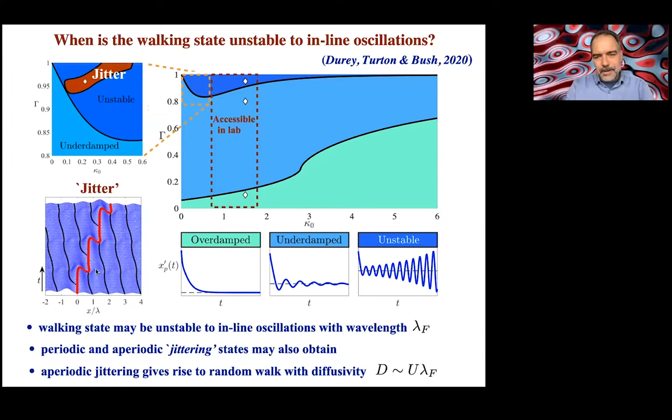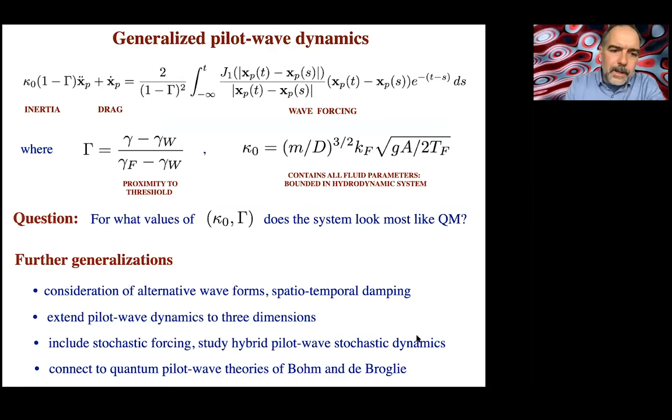You can also get an aperiodic jittering state, which looks like a random walk, and actually behaves with a sort of diffusivity, which is analogous to that arising in Nelson's stochastic dynamics. So it again depends on the mean particle speed and the wavelength of the guiding wave. Okay, so that's the simplest generalization. It's a parametric generalization.